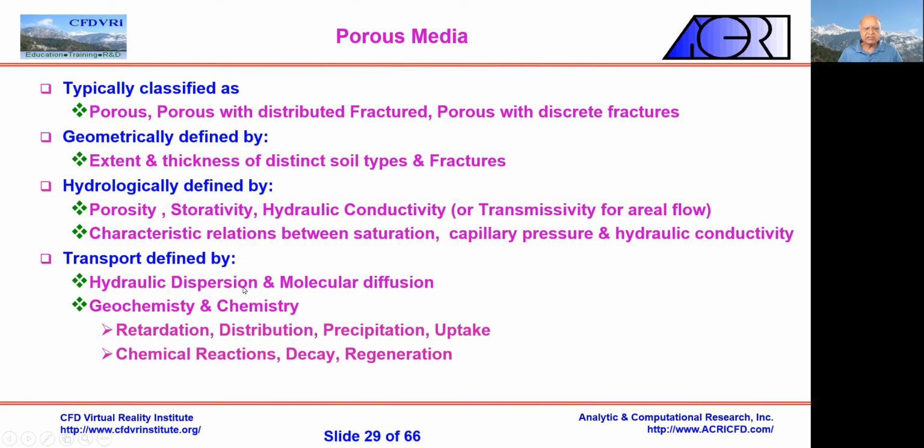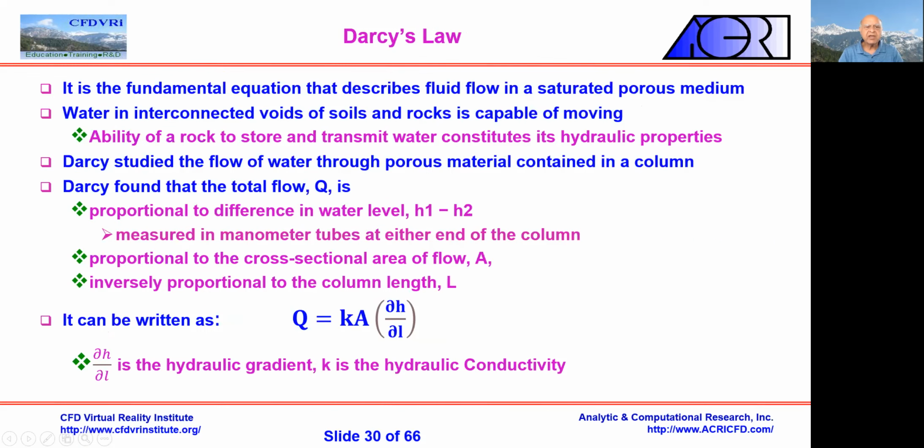So transport is defined by both what I said, dispersion, which is like turbulence. It's not turbulence, but it's like turbulence. And then there is molecular diffusion, which occurs. Okay, so geochemistry and chemistry is also very important. Now let's look at the Darcy Law.